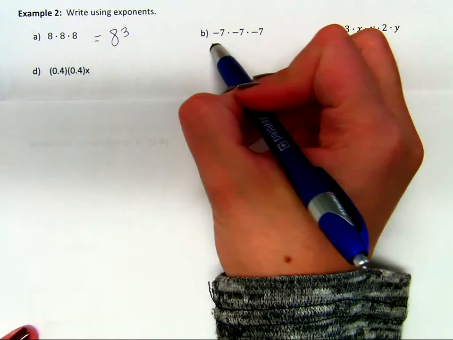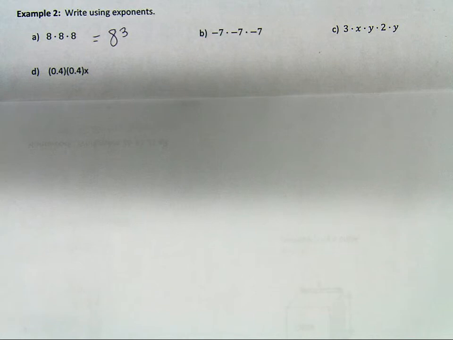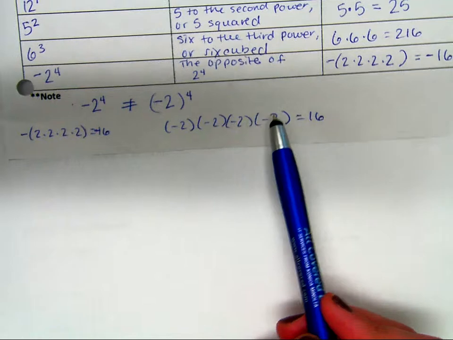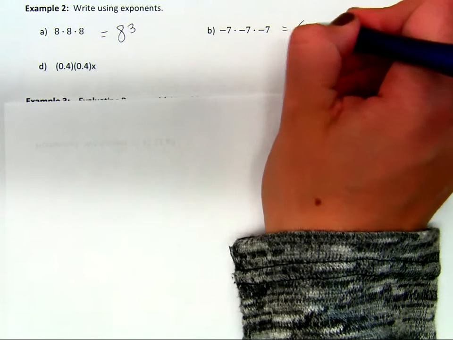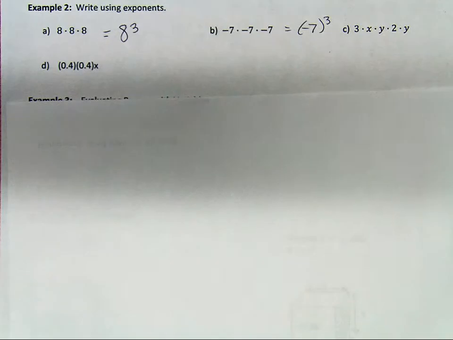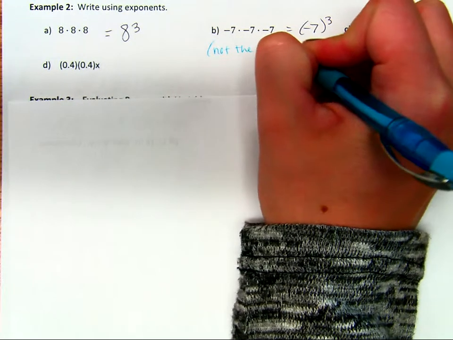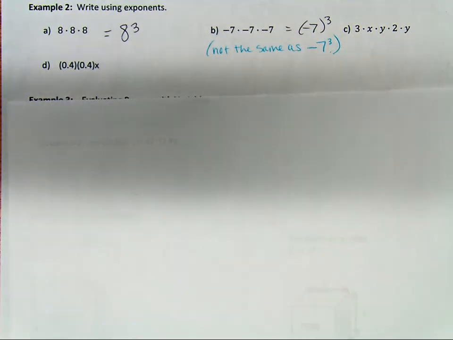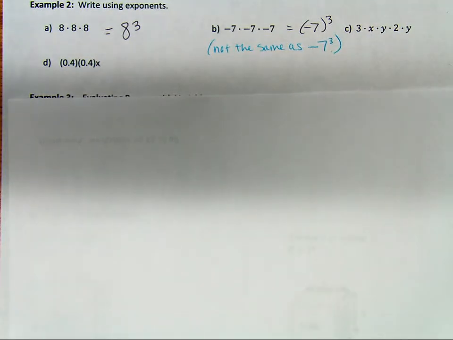Next one is negative 7 times negative 7 times negative 7. So that's kind of similar to the example we went over earlier. This one here, negative 2 to the fourth power was negative 2 times negative 2 times negative 2 times negative 2. So this is similar, only with 7s. So this is equal to negative 7 to the third power, since there's 3 of them being multiplied together. Again, that's not the same as the opposite of 7 to the third power, or cubed. Okay, these two things are different. Go back and look under the chart if you need a refresher on that.